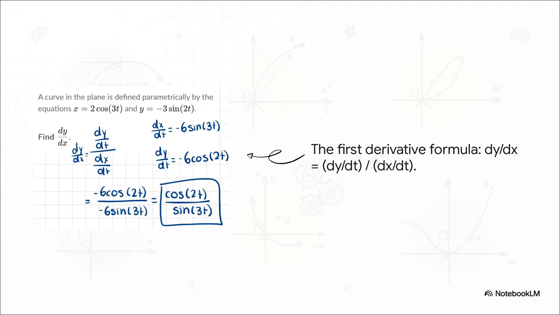And here it is. This is our formula. It turns out the slope, dy/dx, is just a simple ratio. It's how fast y is changing with respect to t, that's dy/dt, divided by how fast x is changing with respect to t, which is dx/dt. It's really just the chain rule in disguise. And if it helps, you can kind of think of it as the dt's just canceling out.